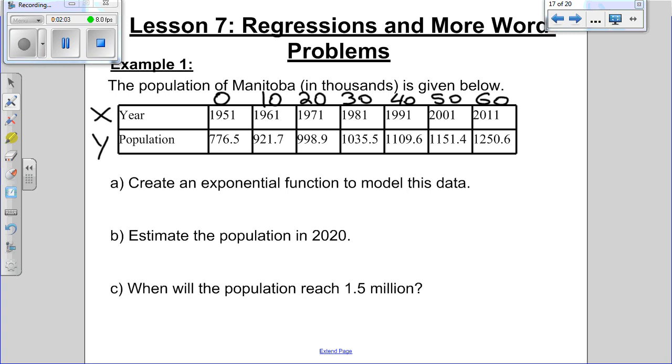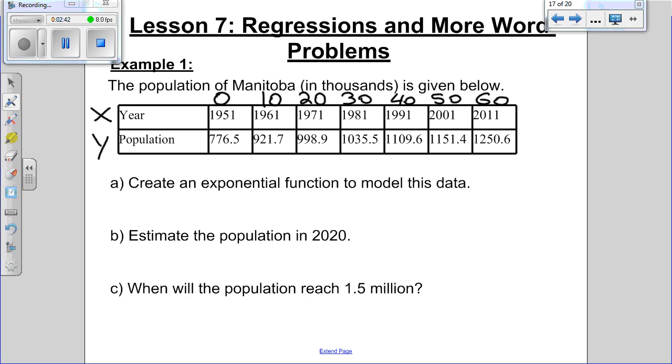So I'm going to go 776.5, 921.7, 998.9, sounds like a radio station, 1035.5, 1109.6, 1159.4, 1250.6. And I'm going to double check my lists, so I'm going to make sure I didn't screw any of them up. And remember, having one number off can make your whole equation useless. That's why it's important that we double check. Double checking, everything's good to go.